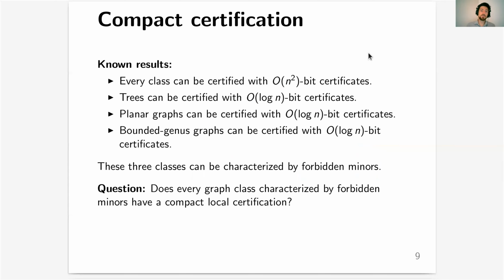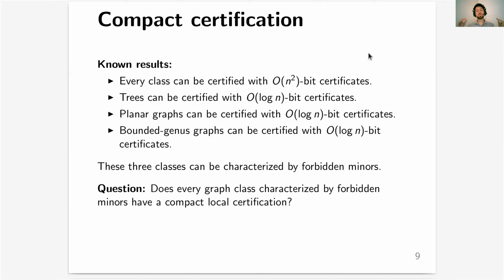But the good news is that for trees, you can do it in log n with these distances that I've just shown you. And even for planar graphs, you can still do it in log n. And even for bounded genus graphs, which are a generalization, you can do it in log n. And so this log n, that's what we call a compact certification. That's the efficient certification, okay?